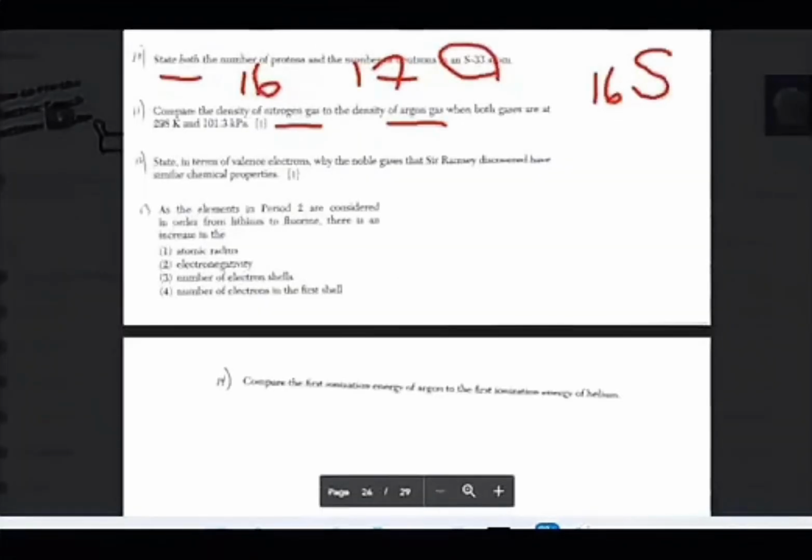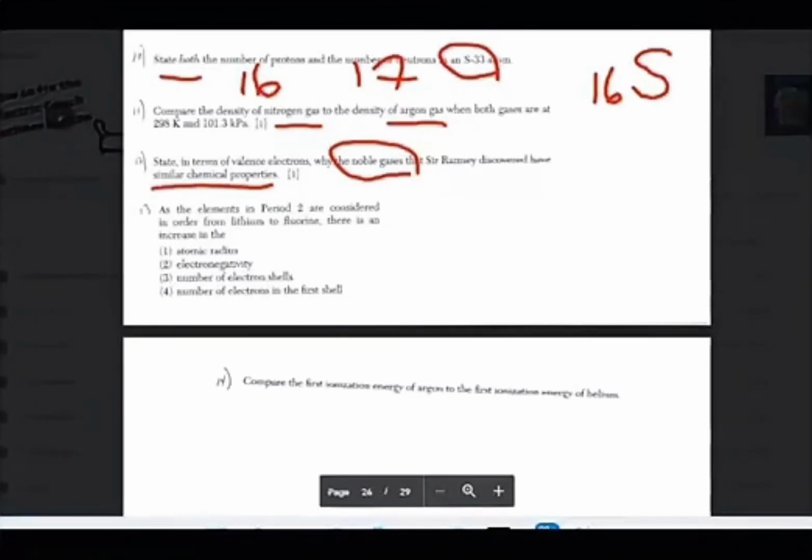Okay, for question 12, it says state in terms of. Anytime you see in terms of, please make sure you have whatever it is, in this case, valence electrons as part of the answer. It says why the noble gases that Sir Ramsay discovered have similar chemical properties. Well, I think what I did when I cut and pasted this, I forgot the little blurb above, but any group of elements means a column of elements, in this case, the noble gases, which are the group 18 elements, starting with helium, are going to have similar chemical properties because the number of valence electrons are the same.